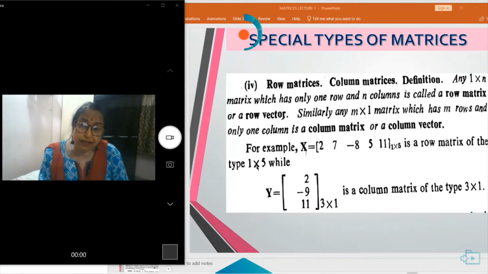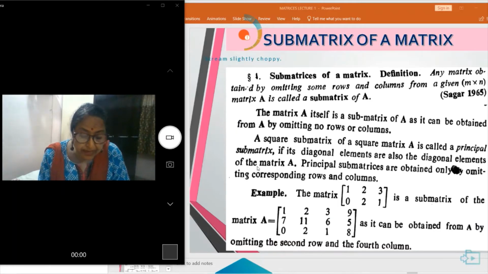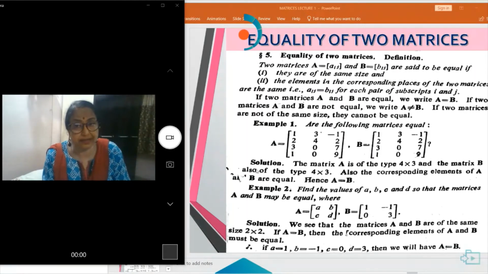Row matrix. If the matrix contains only one row, then it is called a row matrix, as shown in your figure and example. And column matrix: the matrix which contains only one column is called a column matrix. Submatrix of a matrix: the matrix 1, 2, 3, 0, 2, 1 as shown is a submatrix of A.